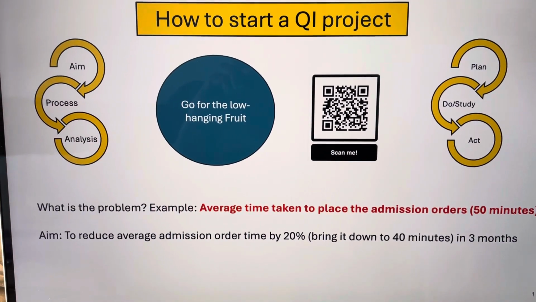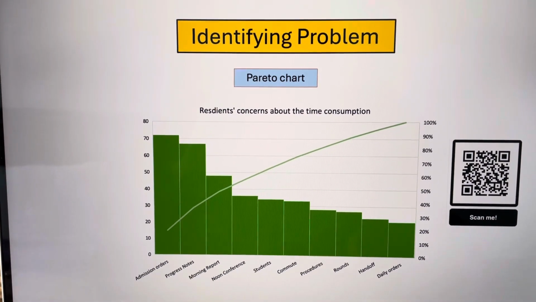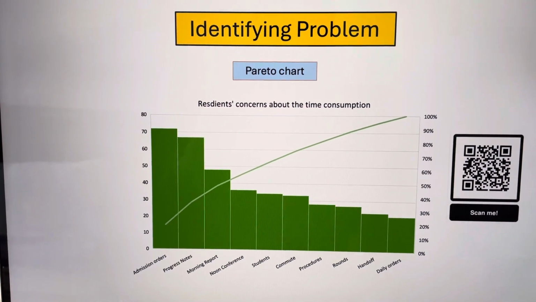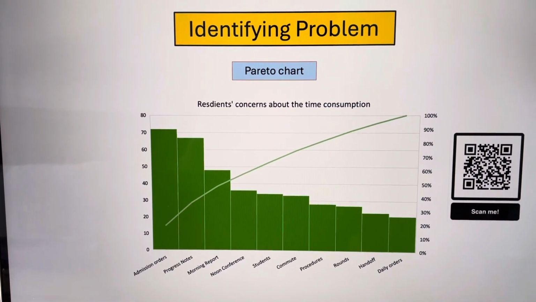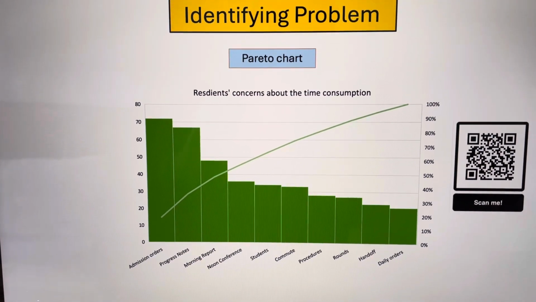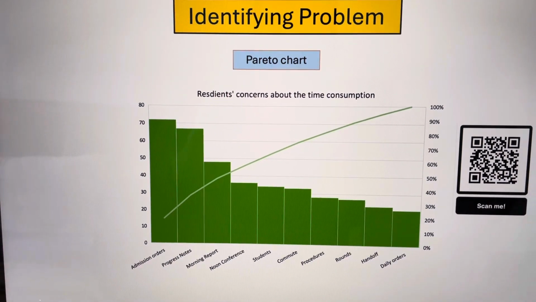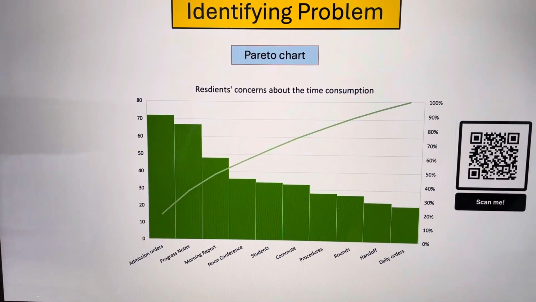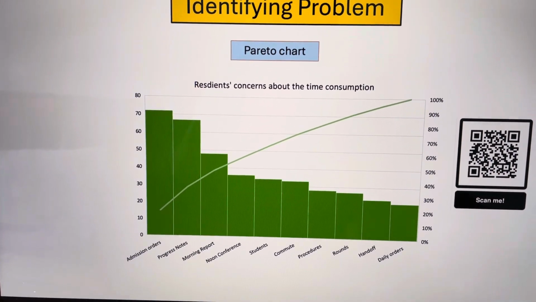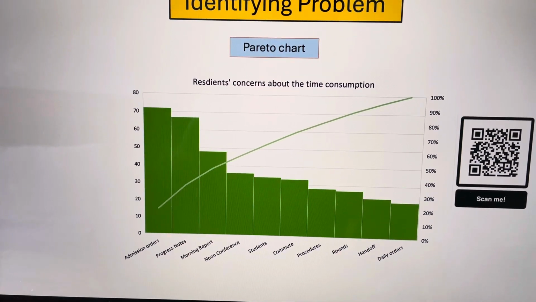So first of all, before we come up with our plan, we have to find out among the problems residents face, which problem stands out. We call it a Pareto chart, the 80-20 rule. After asking the residents, we realize that admission orders and progress notes take most of the time. So our main aim now with this study would be to work on admission orders. I hope you understand what a Pareto chart is. The 80-20 rule, you can Google it and see that.